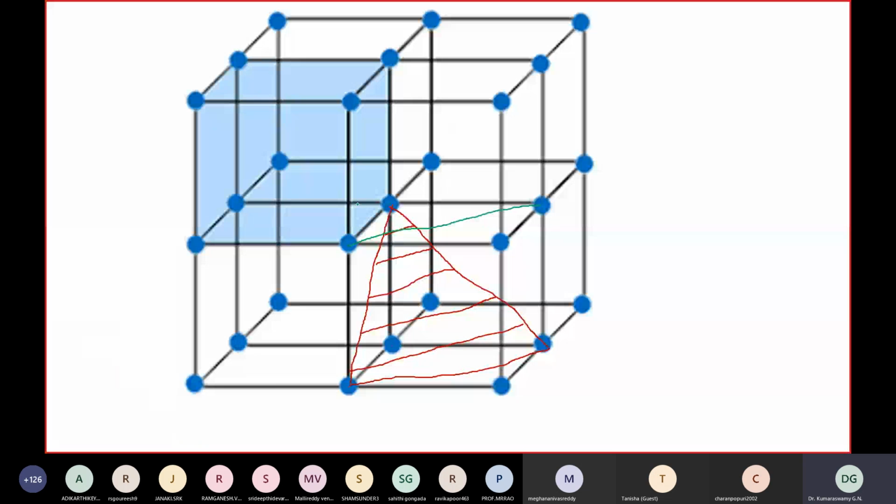So now I take another plane with this point as origin, and this is 1a, 1b, 1c. Let's connect the dots. This is again a (111) plane with respect to this origin. Are these planes parallel to each other? Somebody again unmuted. Okay, fine. Are these parallel planes?